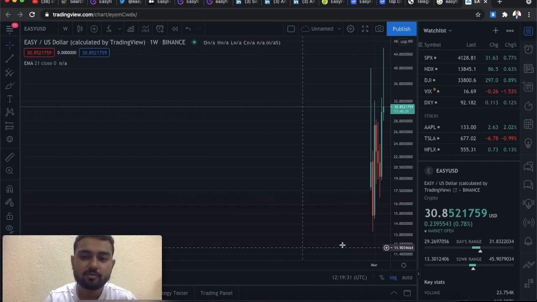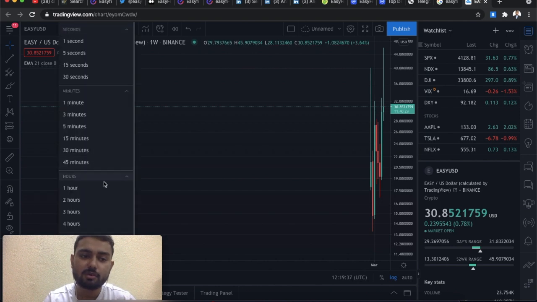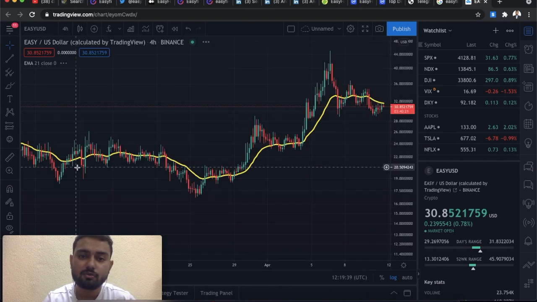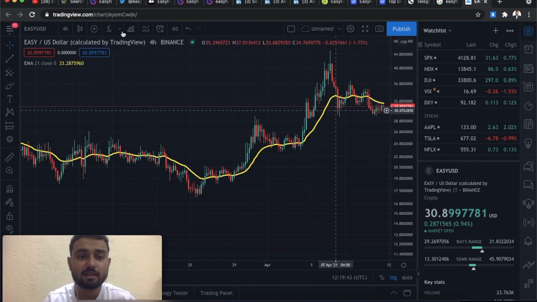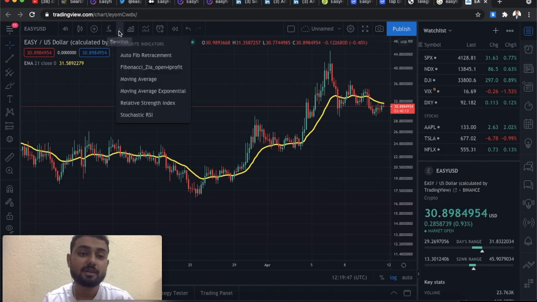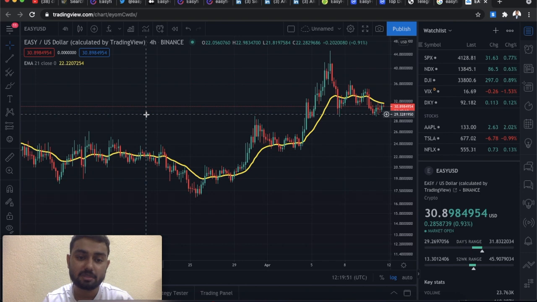But here we can see that there's not much data available to us, right? So what we should be doing is going to the 4 hours chart and seeing if it is respecting the indicators. One other thing that I personally do is check the momentum. How do you check the momentum? You check the momentum by the stochastic RSI.